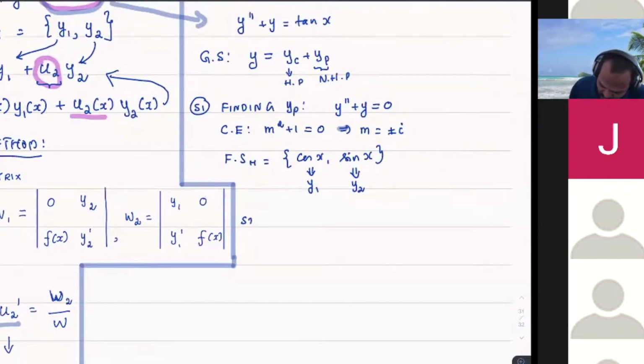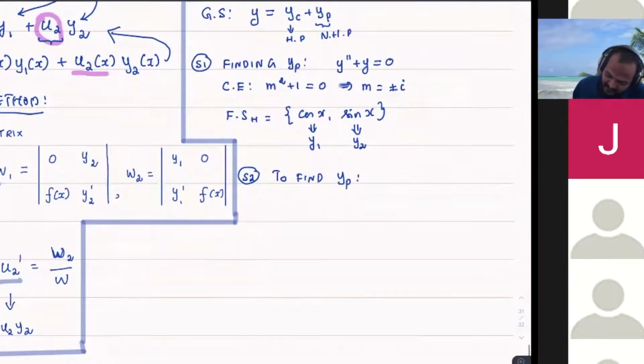So step 2 is to find yp, and that is when we are going to use the Wronskian, variation of parameters. Let me double check what I'm saying. My y1 is cosine x and my y2 is sine x. There is nothing wrong in choosing either way. I like this one for various reasons. This works nicely for the Wronskian. You will see in a moment why I like this one.